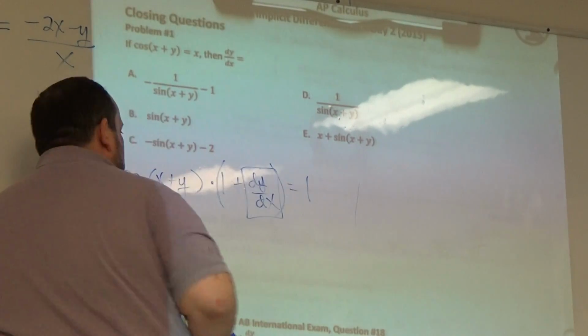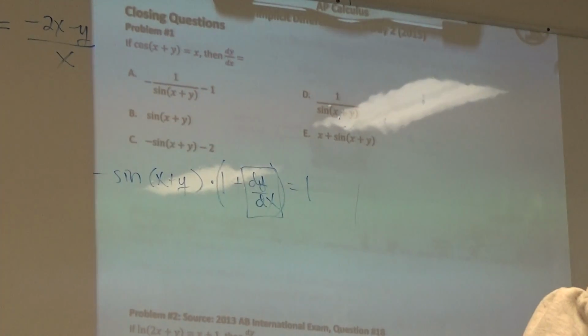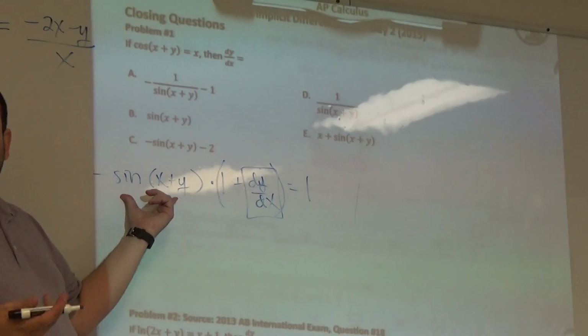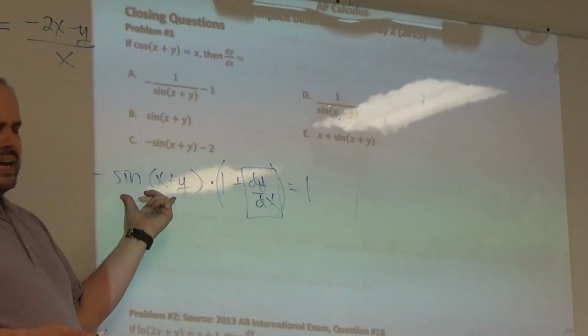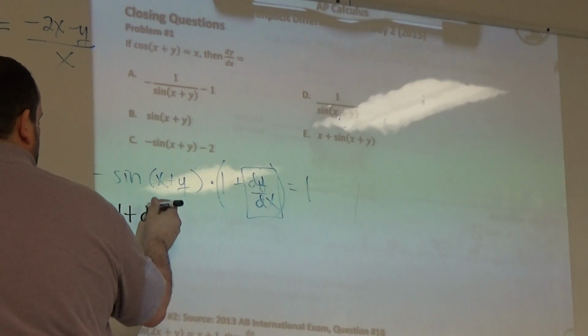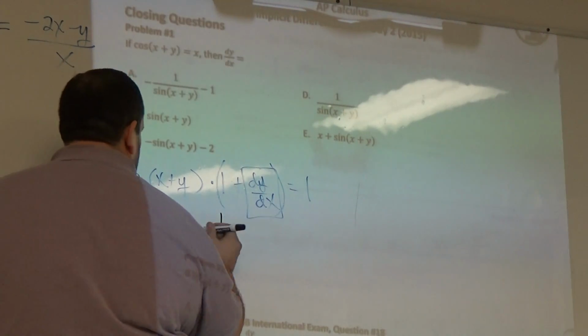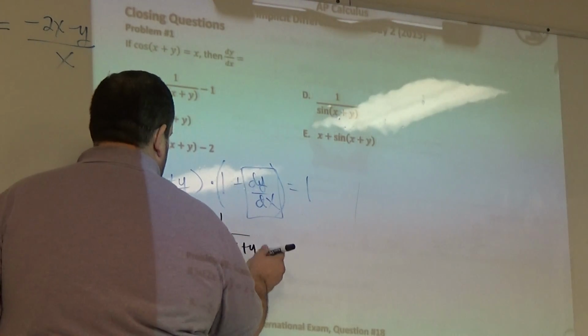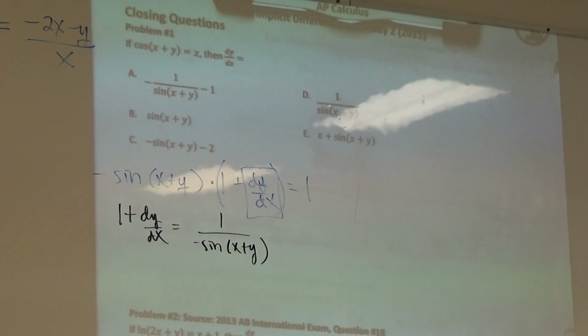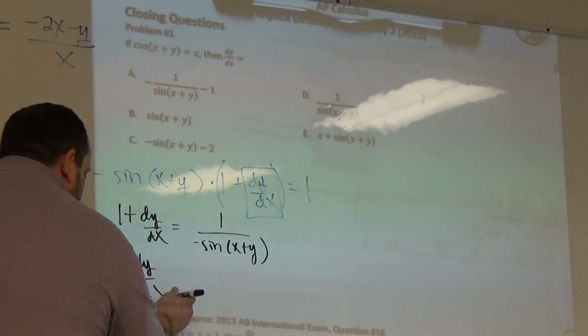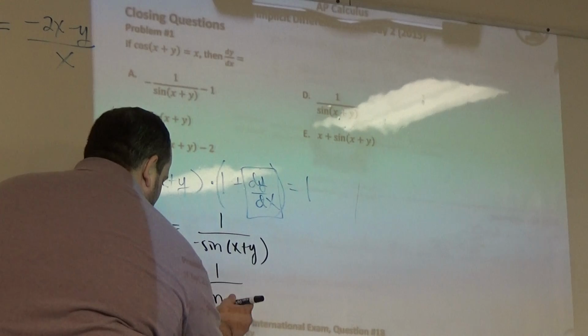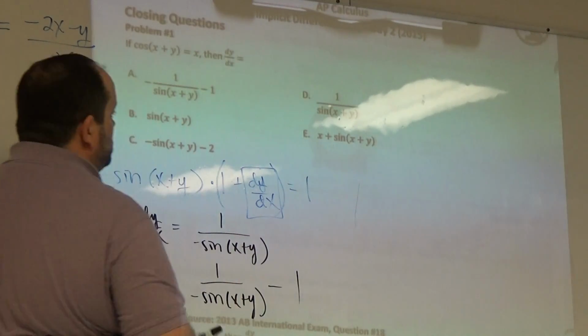Great, I need to solve for dy dx. So what are some ways I could go about solving for dy dx? What's some legal algebra? Yeah, Giselle. Divide by negative sine of the stuff. Is it legal to divide both sides by negative sine of x plus y? Yeah, it doesn't have to be pretty, it just has to get the job done. 1 plus dy dx equals 1 over negative sine of x plus y. Great, and now I just need to get dy dx by itself, so easy thing. Subtract 1. So dy dx is equal to 1 over negative sine of x plus y minus 1.